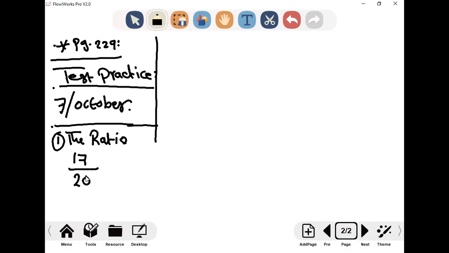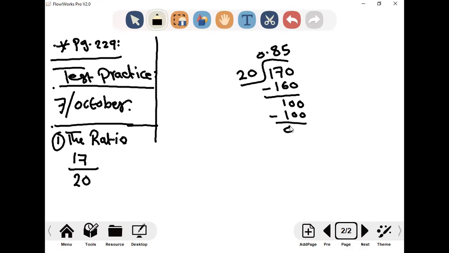By long division. So I will do 17 divided by 20. Now this is zero decimal, 170 divided by 20, 8, here 160, subtract, 10. 10 is less than 20, you have a decimal, you can add a zero, 5 times 20, 100, subtract, zero. So here I can express it as a decimal, 0.85. Done. So the ratio here as a decimal is 0.85.